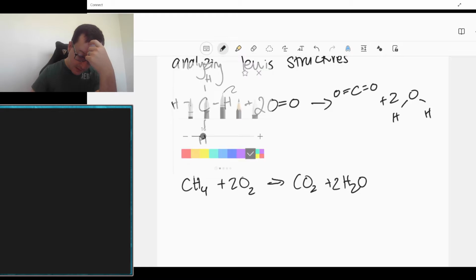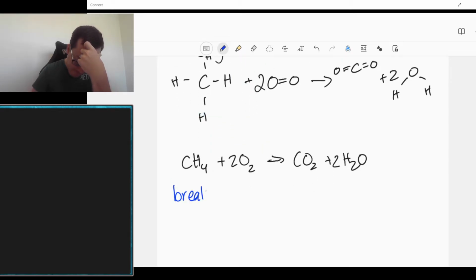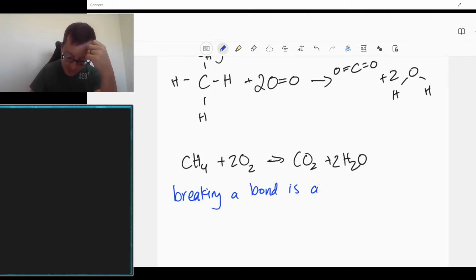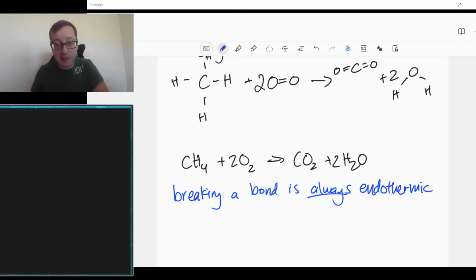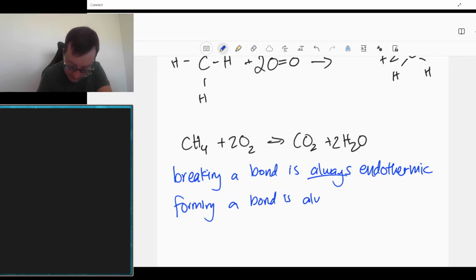We're going to see that breaking a bond is always endothermic. We require energy to be put in to break a bond, whatever bond that may be. And as a result, we're going to see that forming a bond is always exothermic.